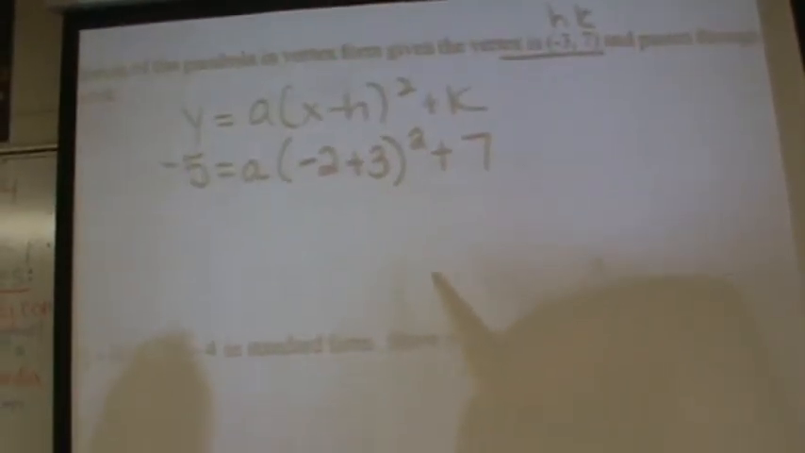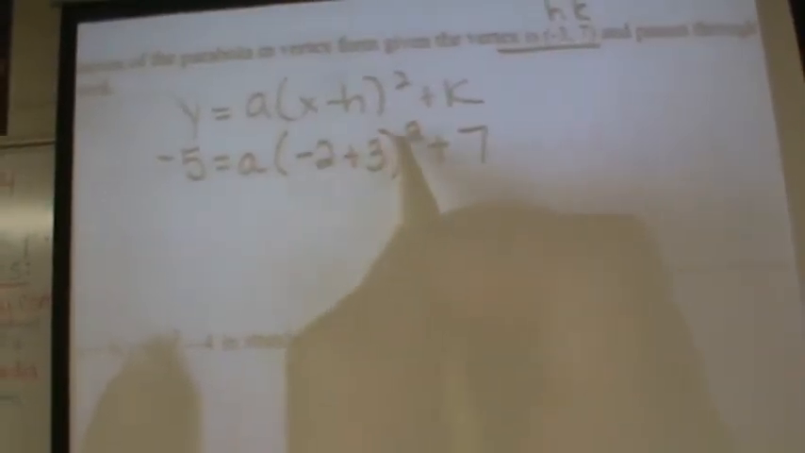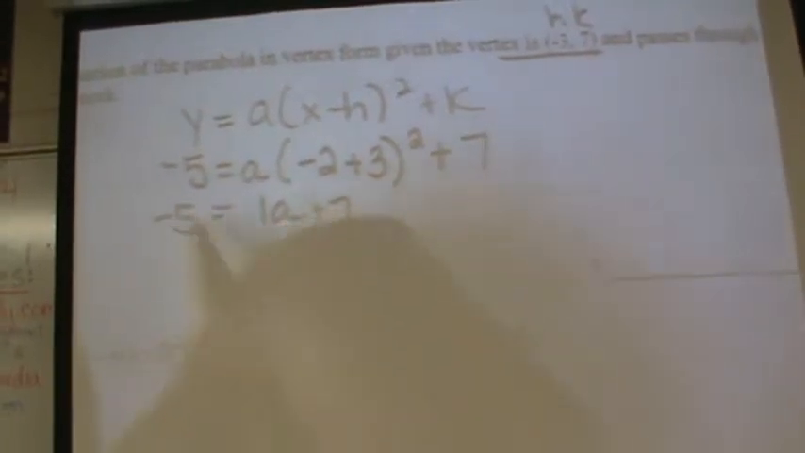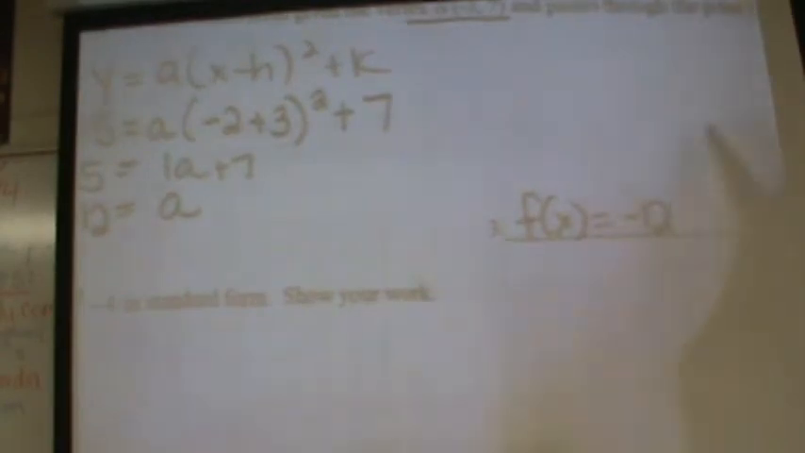Okay, what should you do first? Add these up. You get 1. 1 squared is 1. You have 1a plus 7 is equal to -5. Subtract 7, and a is -12. So your equation should be f of x. The a value goes in front, and then put your vertex in. x plus 3 squared plus 7. Done.